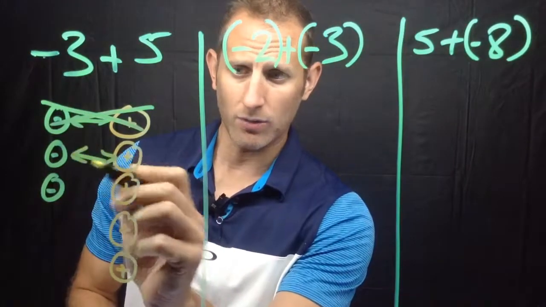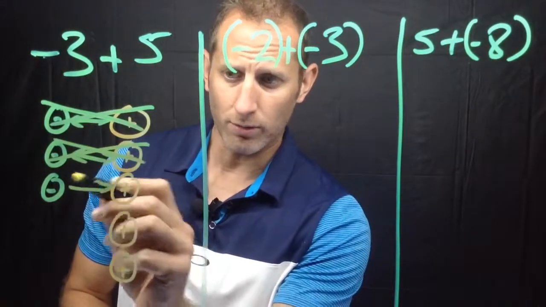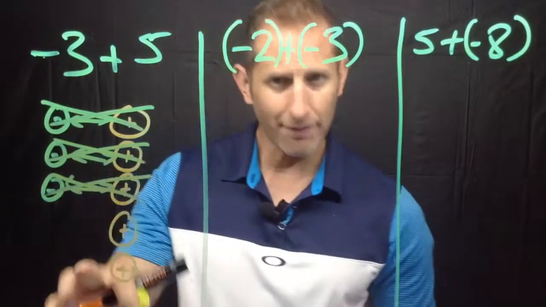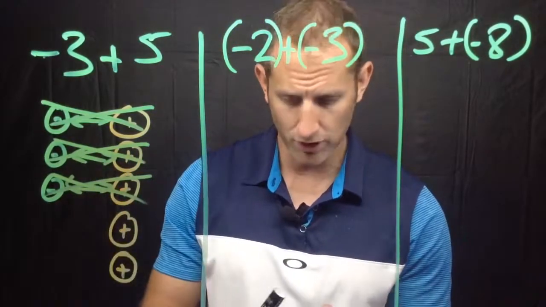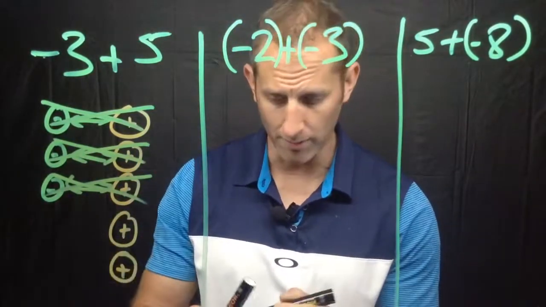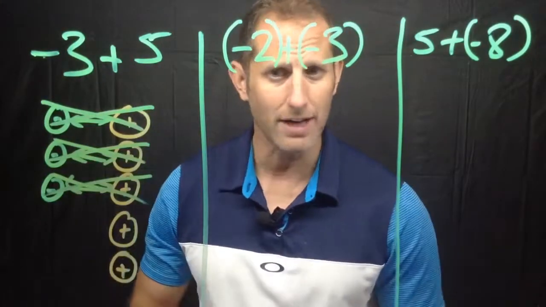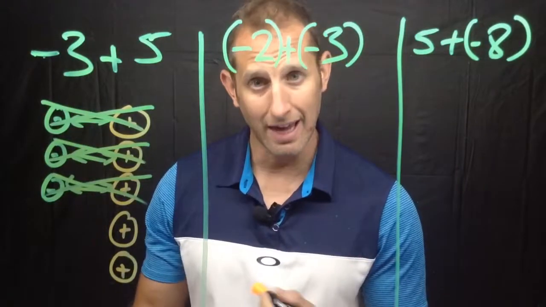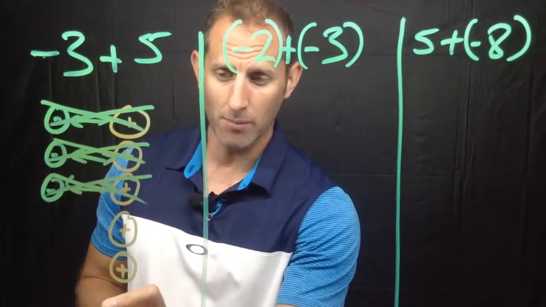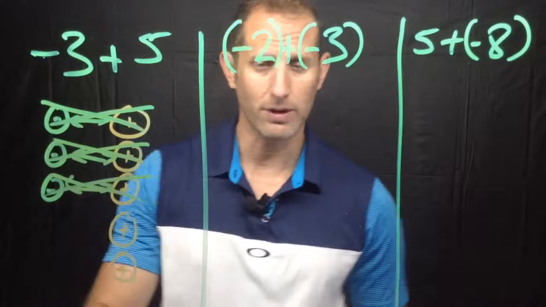If we do this one as well, they cancel, and if we do this one as well, they cancel. And what we're left with is these two positive chips that don't have a negative to go with them. So our answer is simply +2. It's whatever's left after we go through and cancel out the zeros. So we have +2 as our answer for this one.